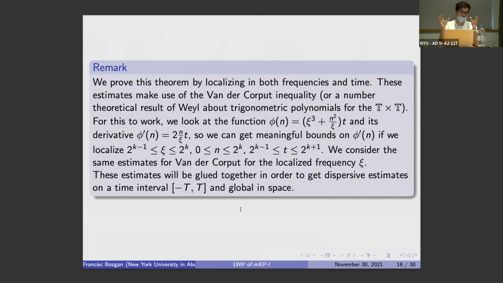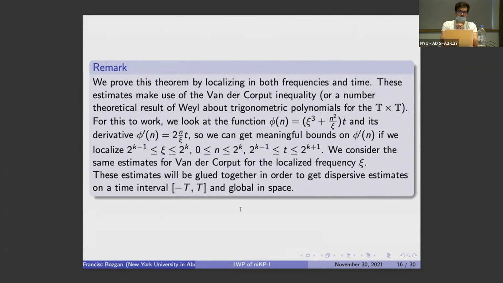In order to show this, we will use either van der Corput inequalities or some number theoretical results of Weyl about some trigonometric polynomials. That is for the fully periodic, for the partial periodic type of van der Corput inequality. As you probably remember, for the oscillating function, let's say phi of n is psi q plus n squared over psi times t. If we want to have meaningful bounds on the derivative, which is n over psi times t, then if we localize in both psi, n and t, then we'll find some meaningful bounds for this.